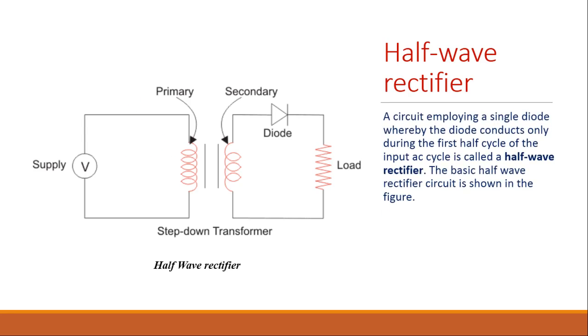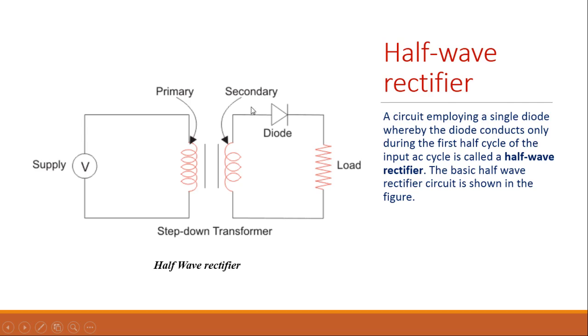So, what is a half wave rectifier? It is a circuit which employs a single diode in which the diode conducts only during the first half cycle of the AC input voltage is called a half wave rectifier. The basic half wave rectifier circuit is shown in this diagram. Here you can see there is a supply voltage, it is an input AC voltage, there is a step down transformer with the primary and secondary windings, and only one diode is used.